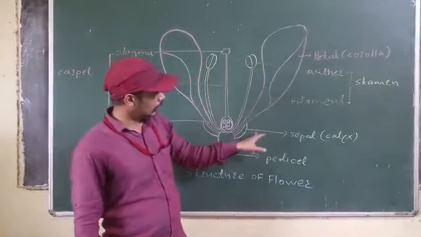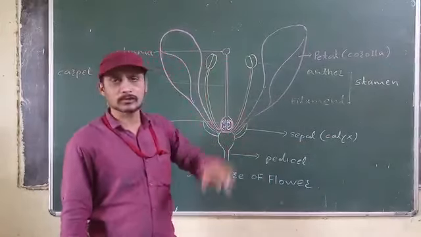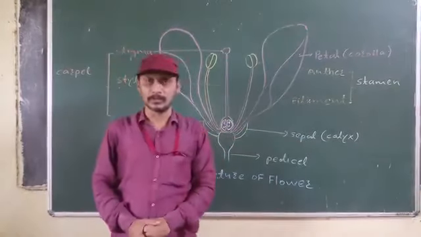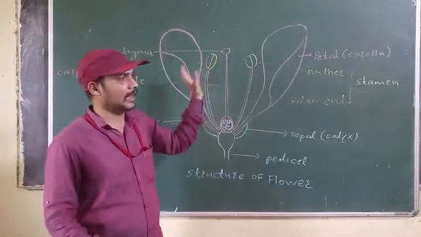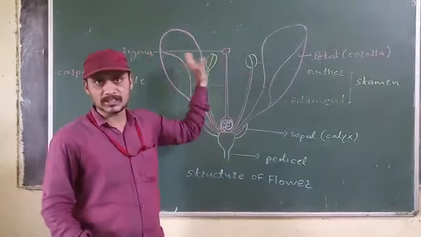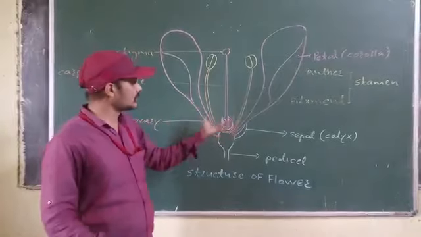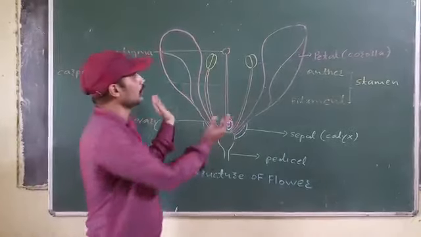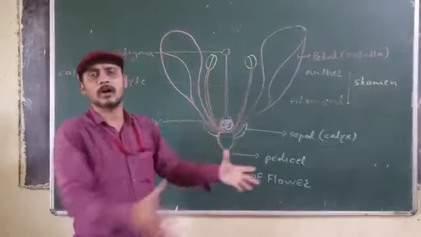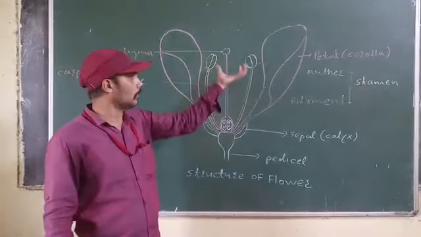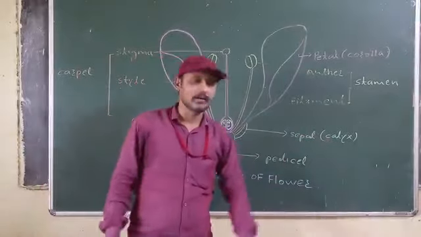The second non-essential floral whorl is the sepal. It is also called the calyx. It is also important. When the flower is in bud condition, the sepals protect all the floral whorls that are going to develop. They form a covering which protects the internal part of the flower. So that is the importance of the sepal.